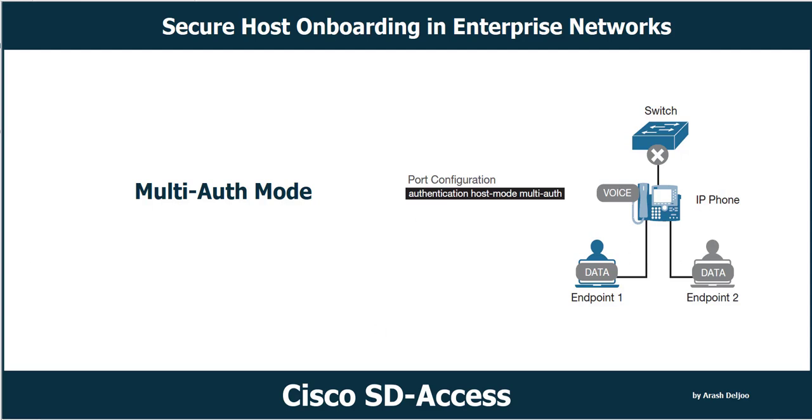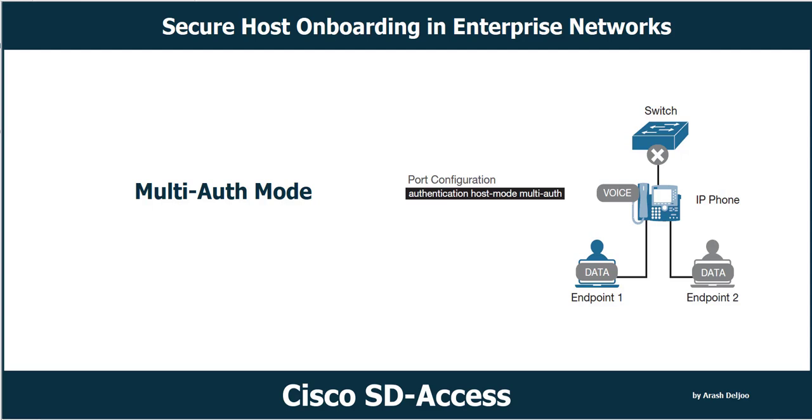And multi-authentication mode is the most commonly used host mode, as it ensures that every client is authenticated before connecting into the network. But let me emphasize that in multi-authentication mode, only one VLAN needs to be enabled for all the hosts connected to the port. You cannot have two data hosts connected with different data VLANs assigned by the authentication server.